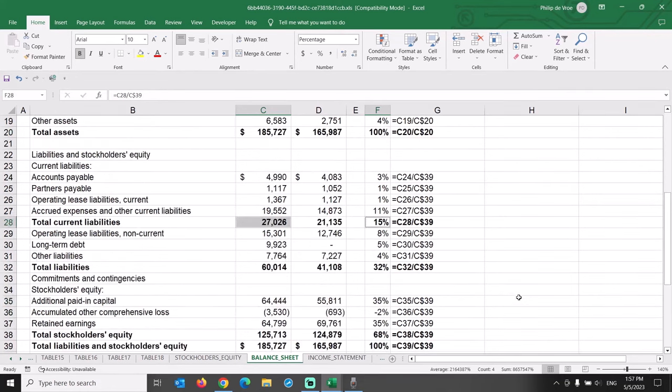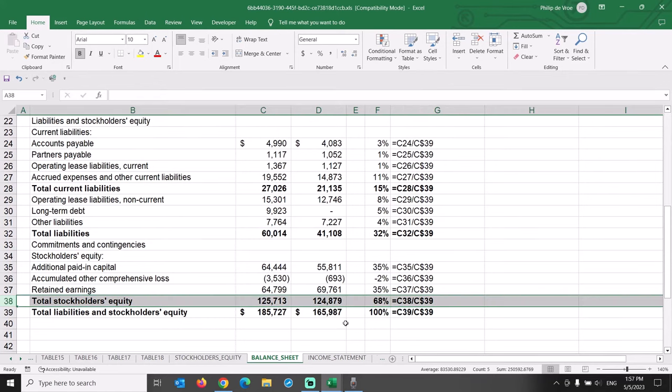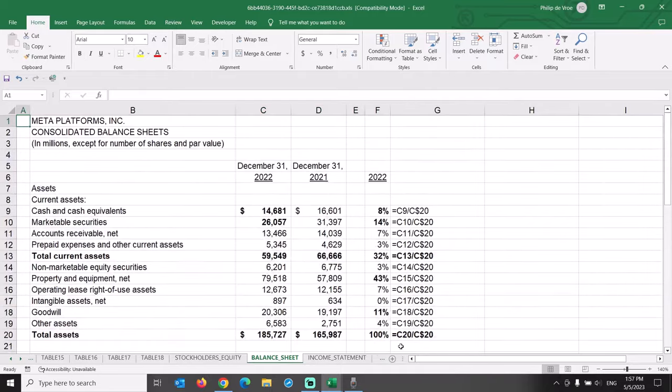Also, equity is 68% of the total balance sheet. This is an indicator of solvency. And 68% is on the high end of what I have seen on balance sheets of other large companies. Not much more to say about liabilities and equity for year-end 2022.